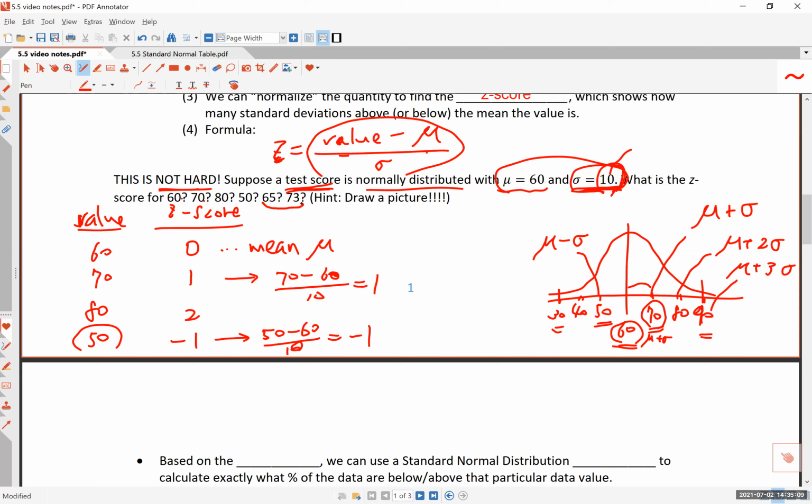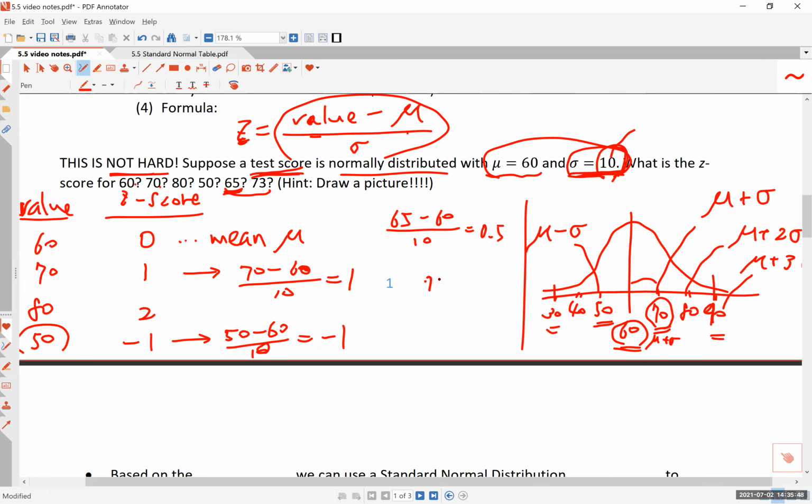All right, I have 2 more here. For 65, you do 65 minus 60 divided by 10. That's 5 divided by 10. That's 0.5. So 0.5 is the z-score for the number 65. So 65 is your score or test score, this time the data value. The z-score of 65 is 0.5.